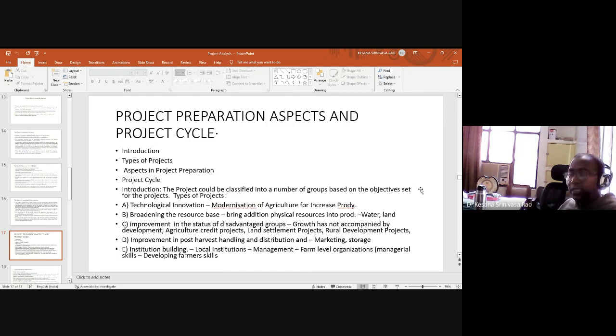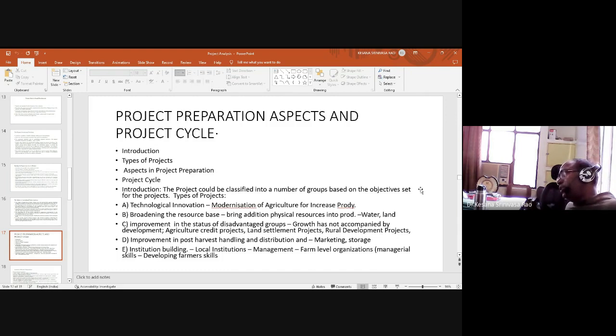The resource means what we have discussed: bringing additional physical resources into production, like water and land, broadening the resource base. Then improvement in the status of disadvantaged groups, that also we can see, how the improvement of disadvantaged groups is likely to take place. Growth has not been accompanied by development, this is the biggest debatable issue.